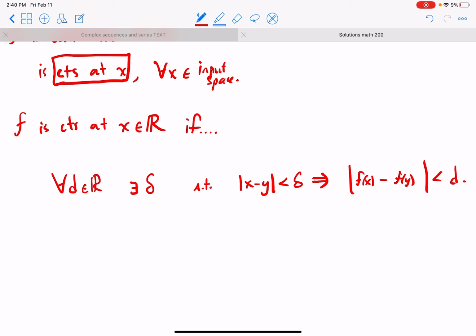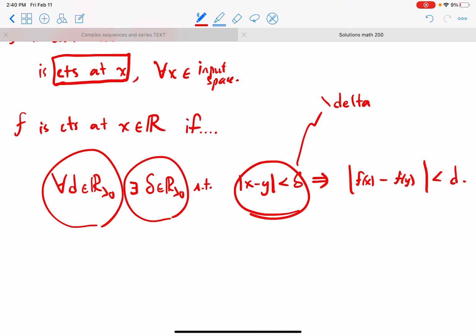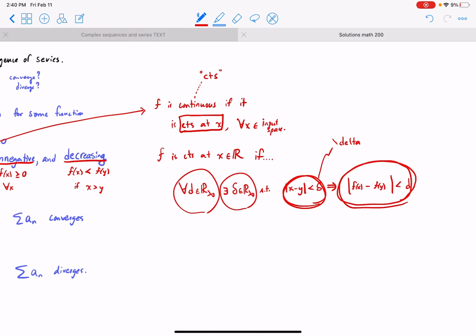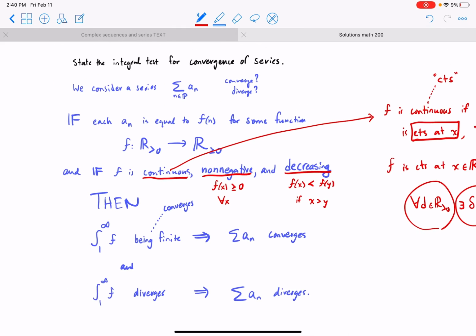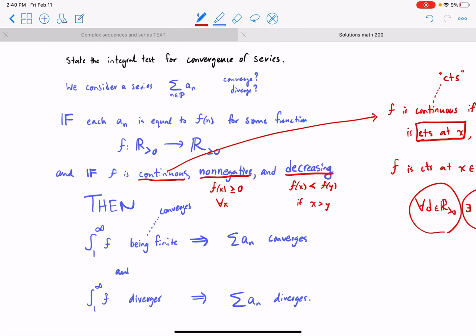For all d being positive, there exists a delta being positive, such that if x and y are delta close, this is the Greek letter delta. If x and y are delta close, then the outputs are d close. For all d, there exists a delta such that if we're within delta of each other, then the outputs are within d of each other. So anyway, everything comes down to these epsilon delta limit definitions that we're learning. So it's a good thing that we're learning them.